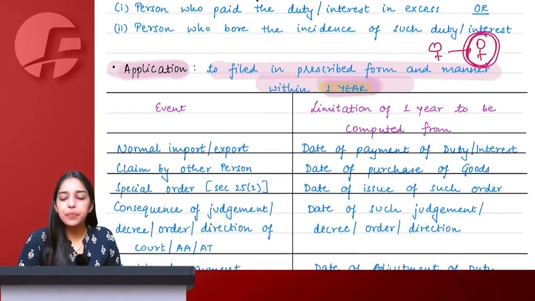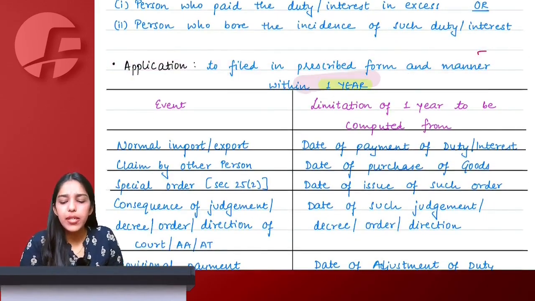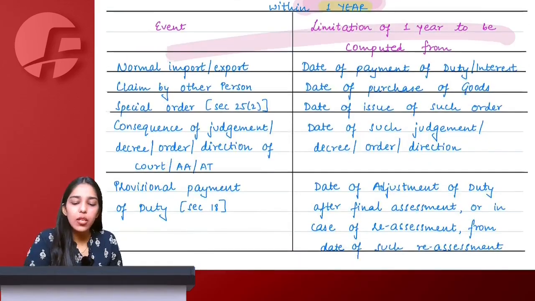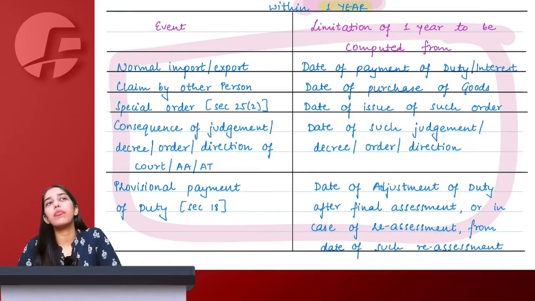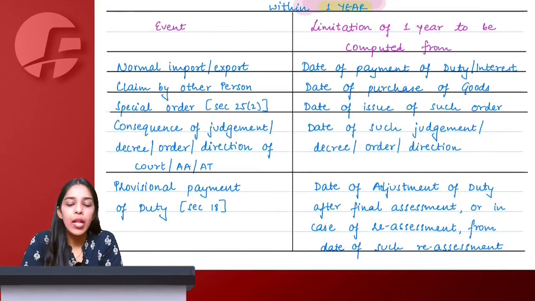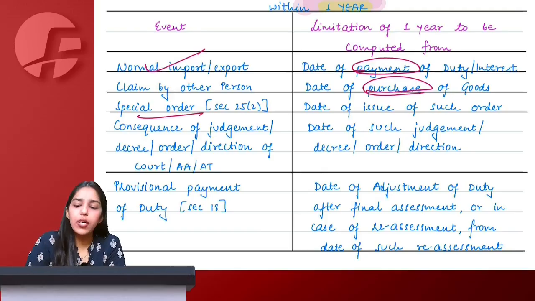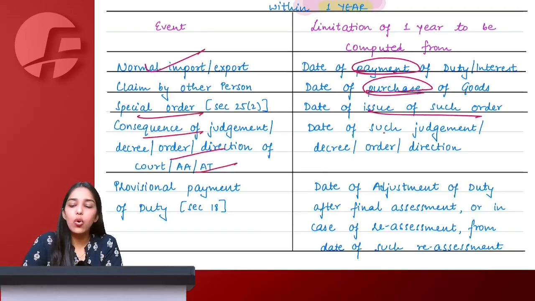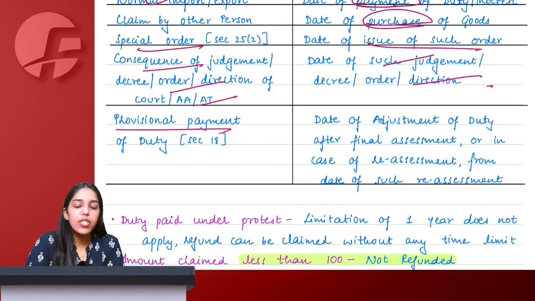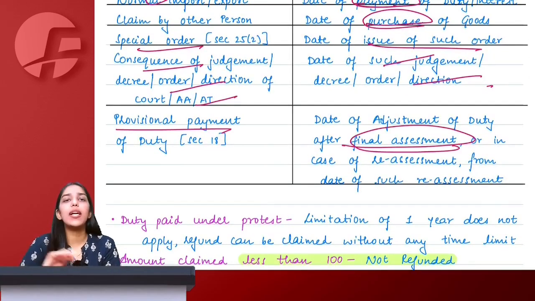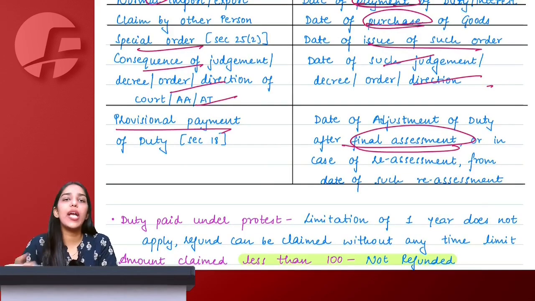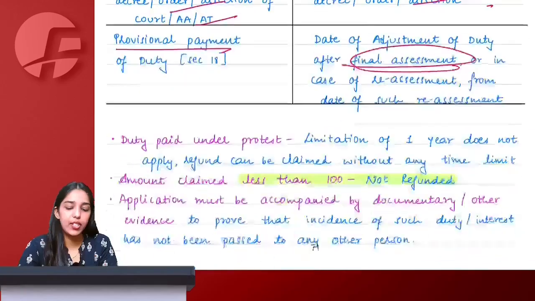So very simple. What you are required to remember is 1 year. This is absolutely not something to mug up; it is very much a common sense, logical thing. If I am a normal importer or exporter, the day on which I pay. If I am another person, the day on which I purchase goods. Special order, date of order. Judgment, decree, court, date of judgment, decree, order. Provisional assessment, the date of final assessment and all the adjustment. Within 1 year from these relevant dates, I run and make a refund application.